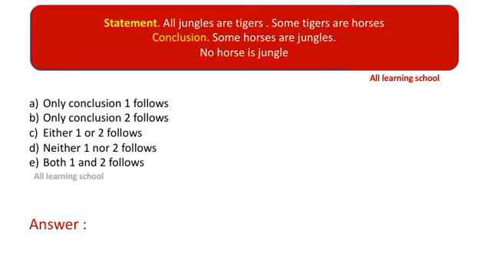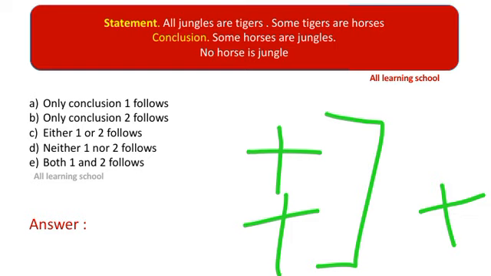Now question number 16. All jungles are tigers, some tigers are horses. The first statement is positive, the second statement is positive, so its conclusion could be positive. A negative conclusion could not be possible. So the first conclusion is positive but the second conclusion is negative, so a negative conclusion is not possible.